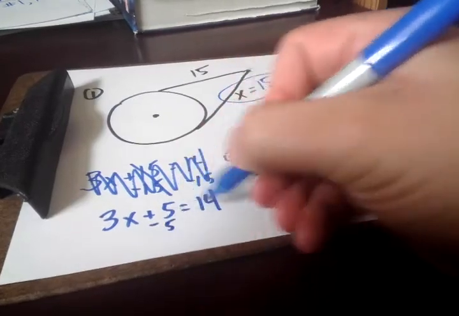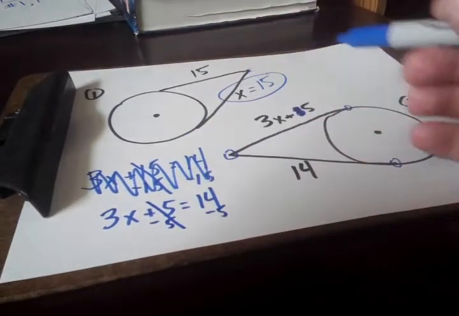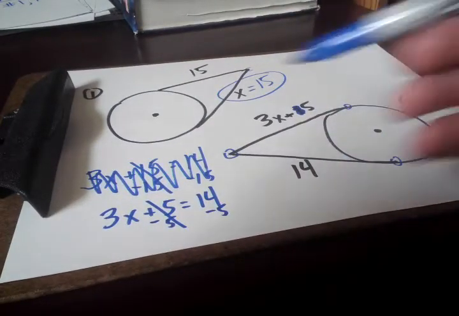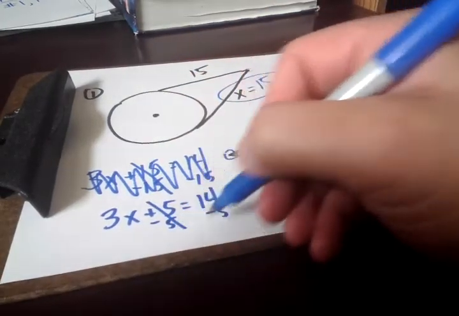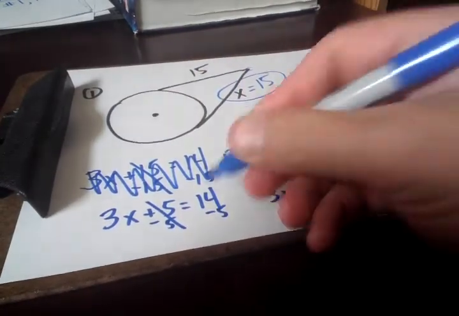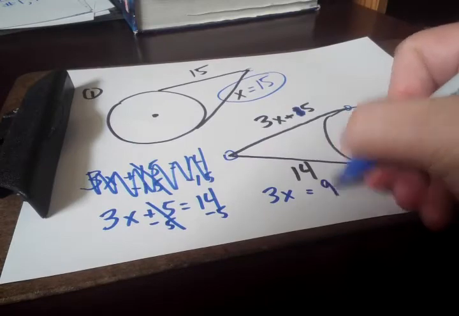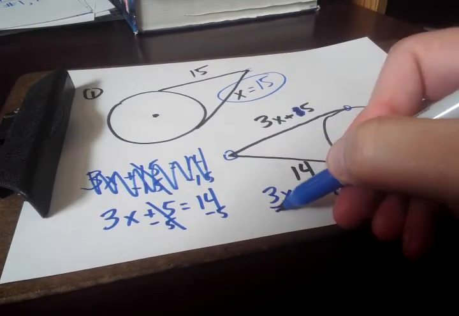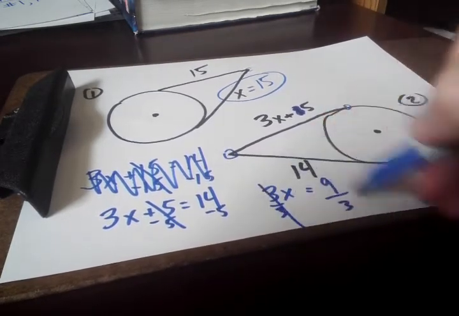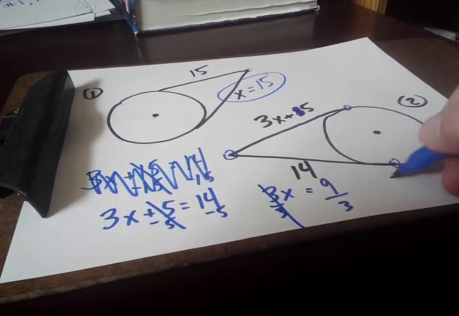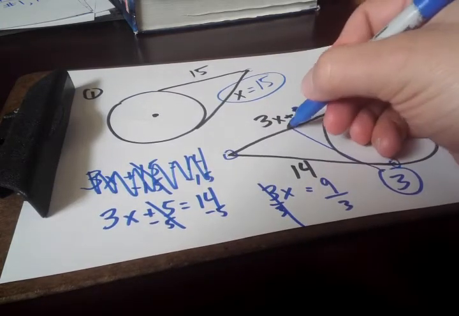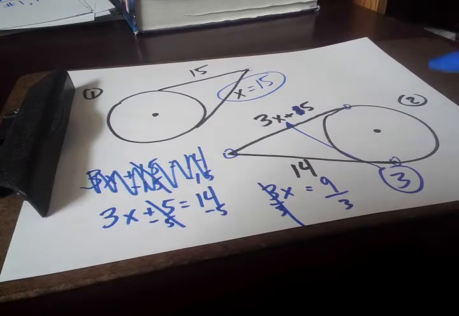All right, so we'll subtract 5 on both sides. Okay, remember they're still equal because they're still tangent. And that gives me 3x equals 14 minus 5 is 9. So we just divide by 3, and x will be 9 divided by 3 is 3. Right? This x right here is 3.